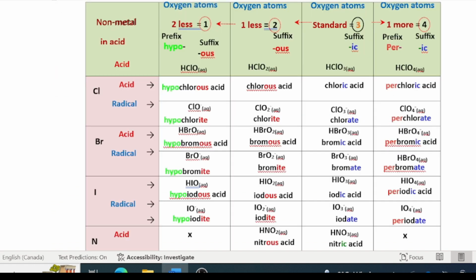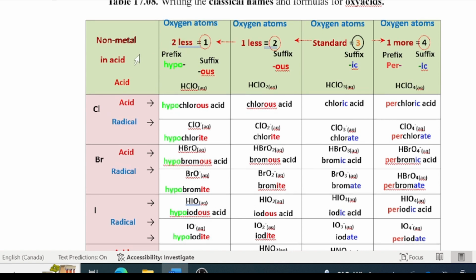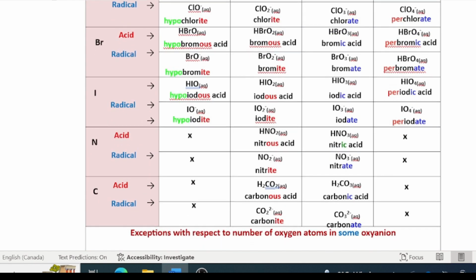So we watch this table here and show you how these various acids are written and how they are named. Lots of information is condensed here. You have columns and you have rows, okay? These rows here correspond to the nonmetal that is found in the acid. So in the second row, you're having those that are associated with chlorine, bromine, iodine, nitrogen, carbon.